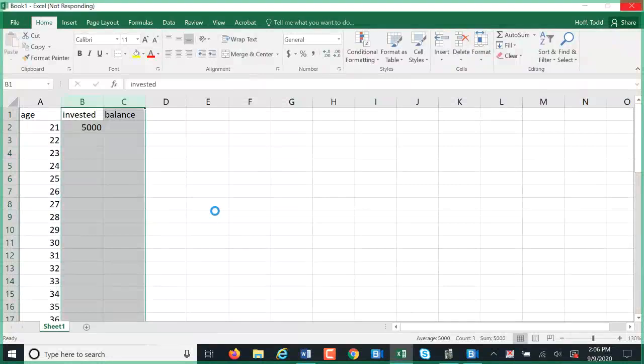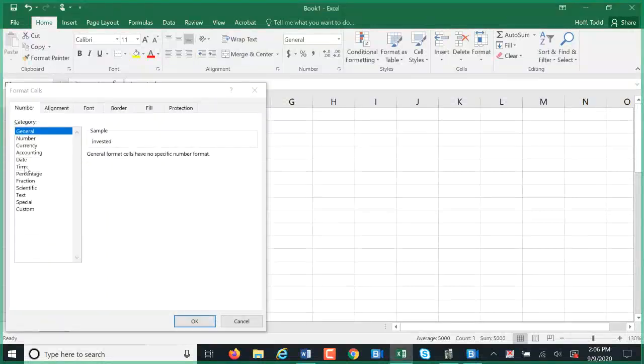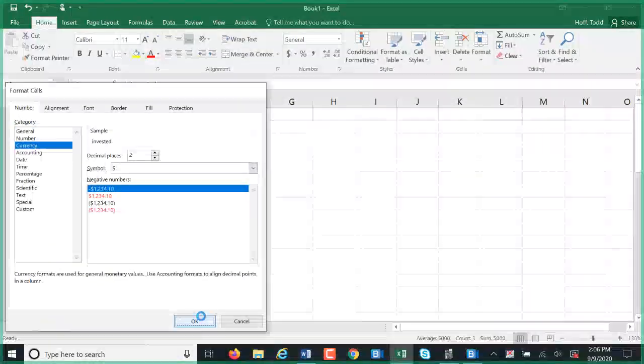Gotta wait for the computer to think for a second here. Here it comes. We're going to label these as money.